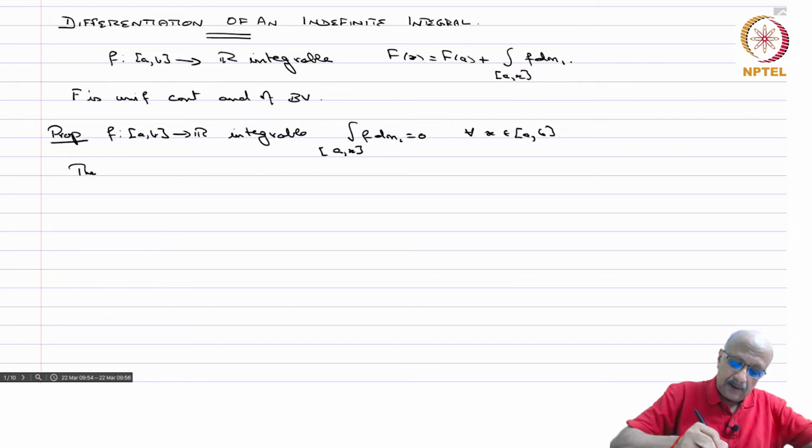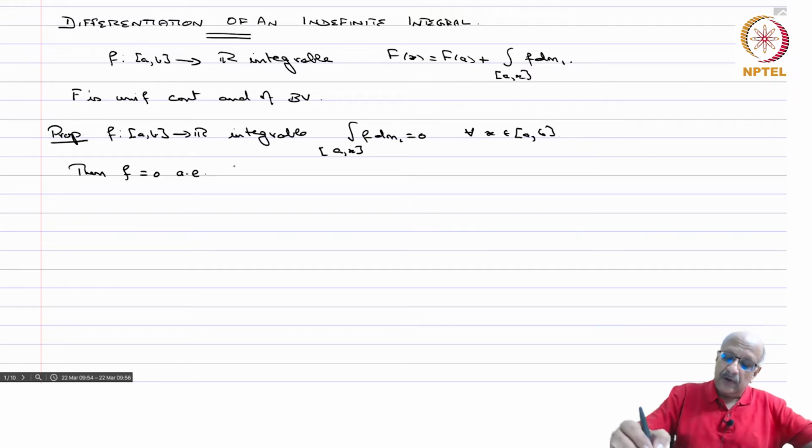Then f equal to 0 almost everywhere in [a,b]. Okay, so if the indefinite integral from a to x equals 0 for every x in [a,b], then you have that f has to be 0. So proof.